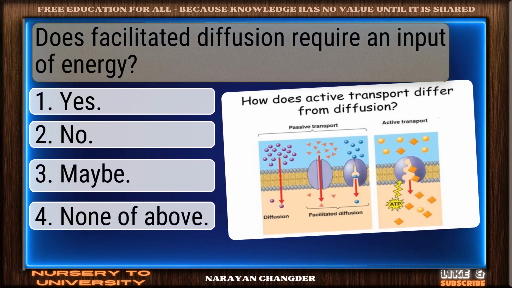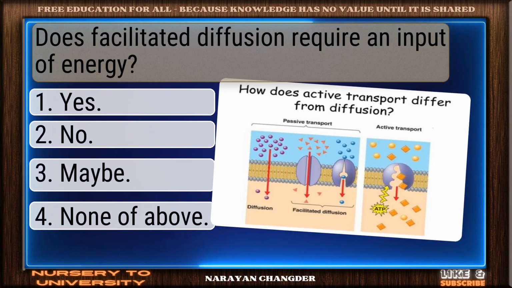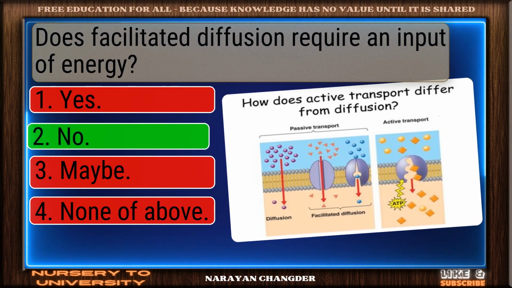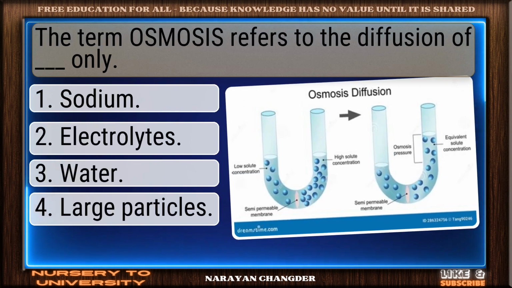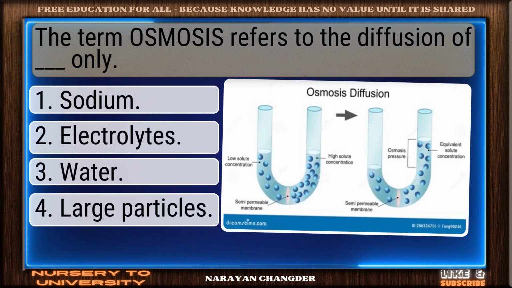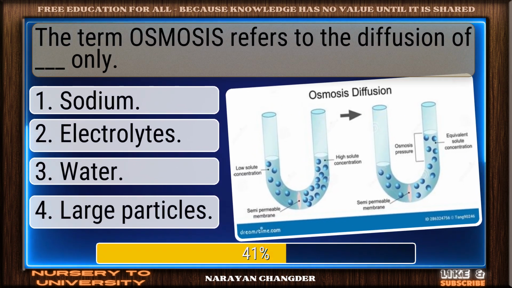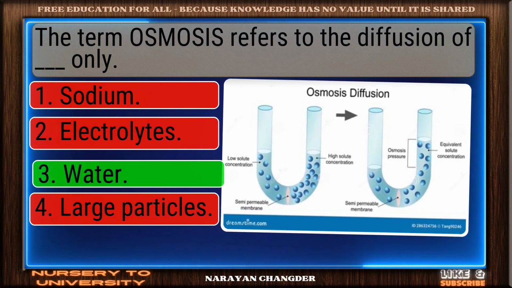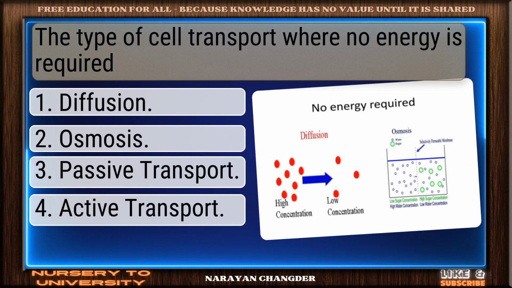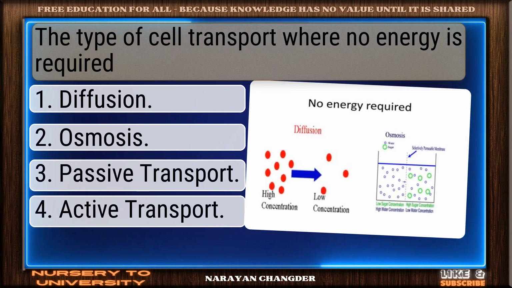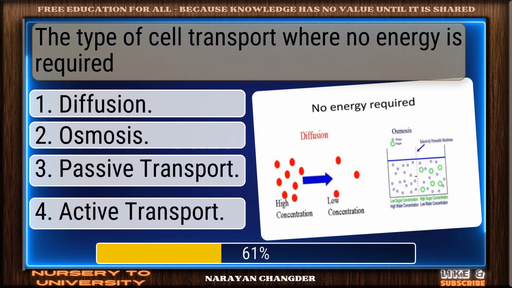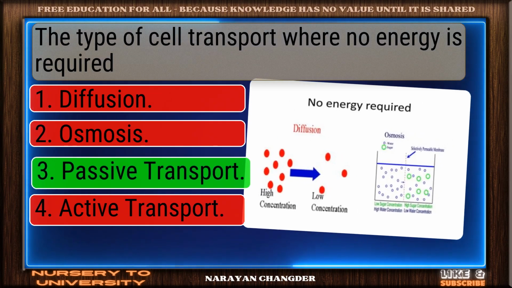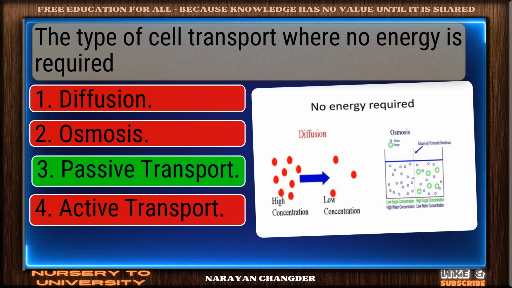Does facilitated diffusion require an input of energy? Bravo. No is the answer. The term osmosis refers to the diffusion of dash only. You got it. Your choice water is right. The type of cell transport where no energy is required. Great job. Passive transport is the accurate answer.